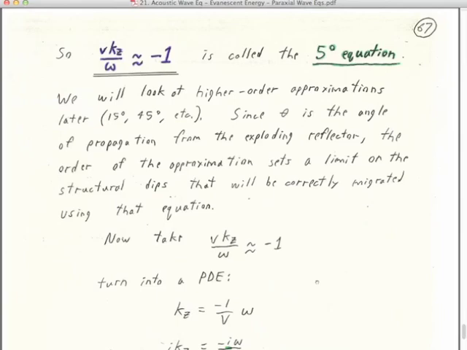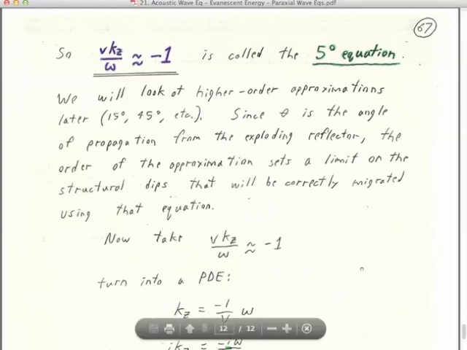So, all right, vkz over omega equal to minus 1. Really, it's a dispersion relation. So it's a 5 degree approximation to the circular dispersion relation. Now we're going to look at higher order approximations later. We'll look at 15 degree, 45 degree, even 60 degrees later on. Since theta is the angle of propagation from the reflector, the order of the approximation sets a limit on the structural dips that we can correctly migrate.